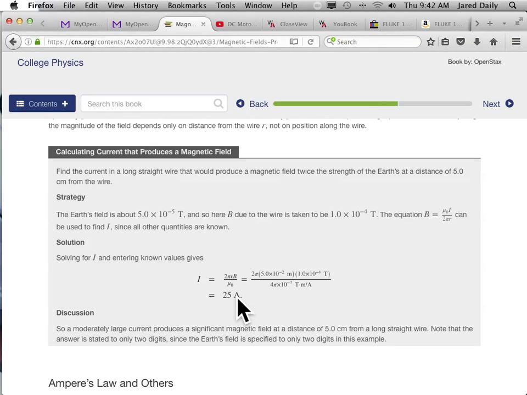Okay, so 25 amps of current is what is needed to create a magnetic field very close to this wire. I mean, we're looking at 5 centimeters from this wire, and the further you get away from the wire, the weaker that field gets. But at 5 centimeters from the wire, we'll get a magnetic field that is twice the Earth's magnetic field, which is not a very big magnetic field. So even at 25 amps, you don't get a lot of magnetic field from one single wire.